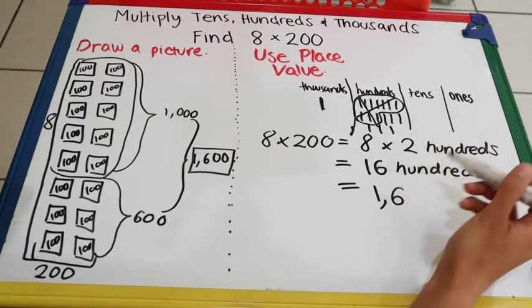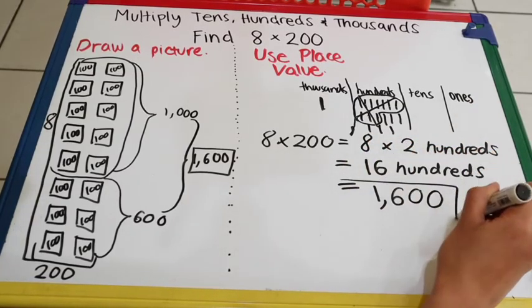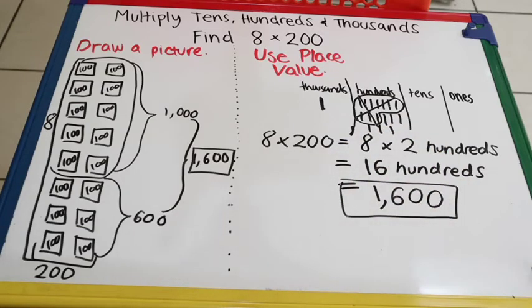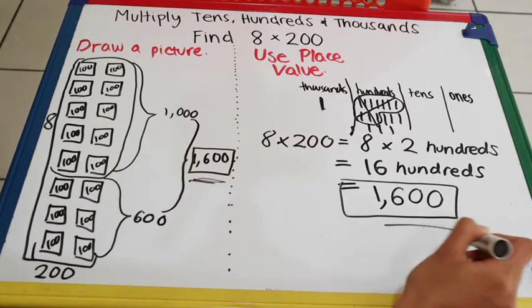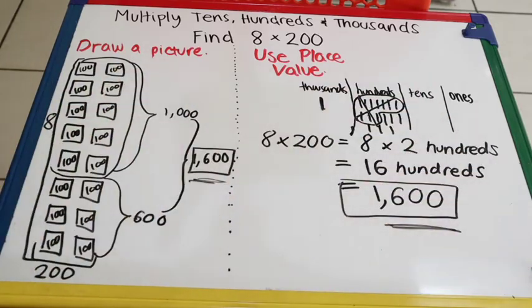0 in my tens and 0 in my ones. As you can see, I just got 1,600. These answers should match up, but you need to know both ways of showing and explaining your work.